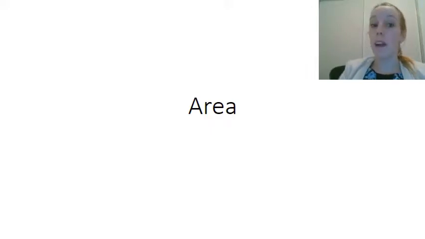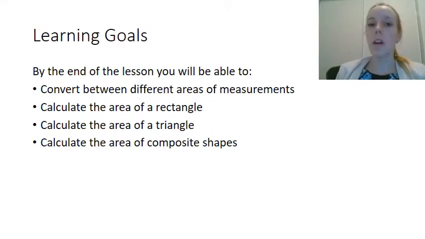Today's video will be on area. So our learning goals for today, by the end of the lesson you'll be able to calculate the area of a rectangle, you'll be able to calculate the area of a triangle, and you'll be able to calculate the area of composite shapes. You'll also be able to convert between different areas of measurement.